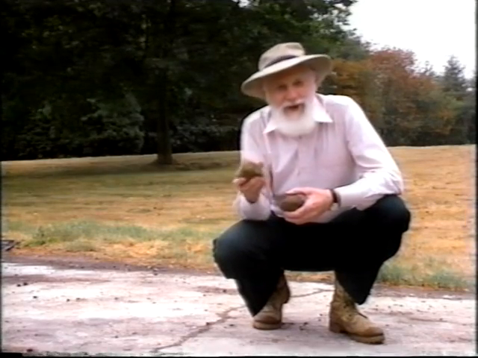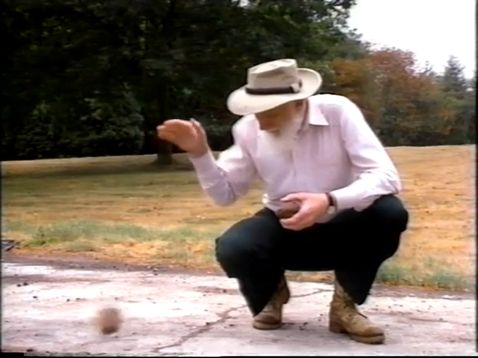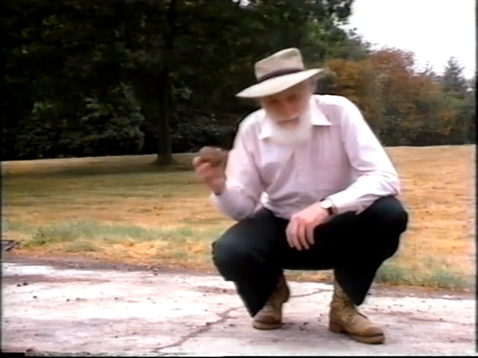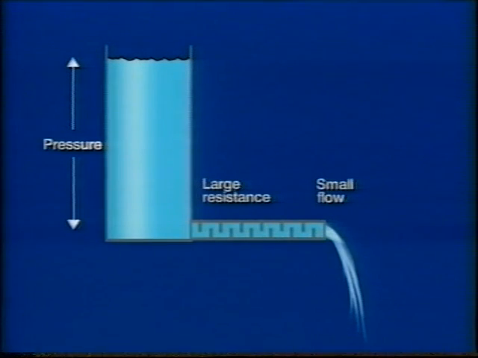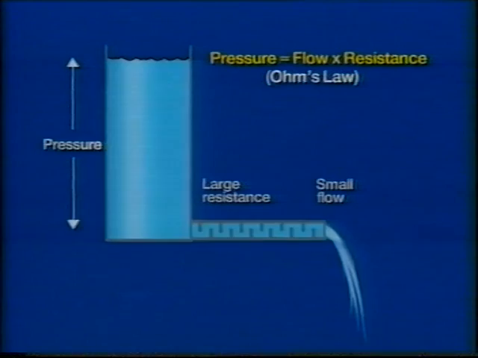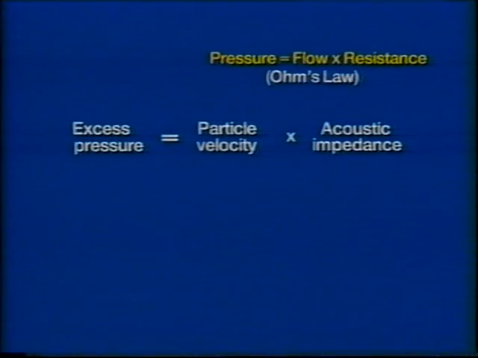Granite, a very large acoustic impedance. Soft clay, a very small acoustic impedance. There's an analog here with the flow of water in a pipe. From a certain water pressure, we get large water motion if the resistance of the pipe is small, and small water motion if the resistance is large. So in the seismic case, a certain excess pressure produces a lot of particle motion in a rock of small impedance, but only a little in a rock of large impedance.